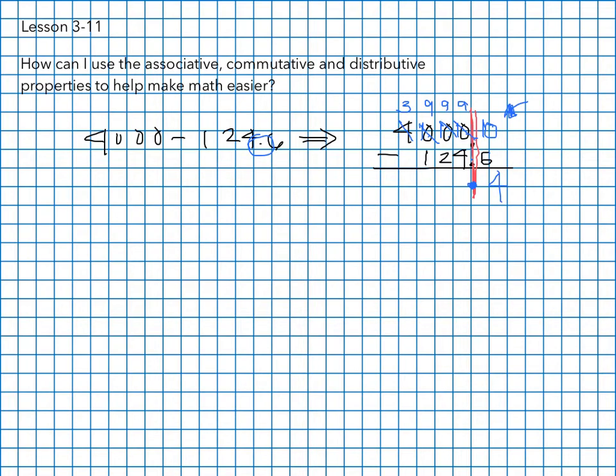Now, 9 is greater than 4, so we can do that subtraction. 9 less 4 is 5. 9 is greater than 2. 9 less 2 is 7. 9 is greater than 1. 9 less 1 is 8. And then 3, nothing. So our correct answer should be 3,875 and 4/10.